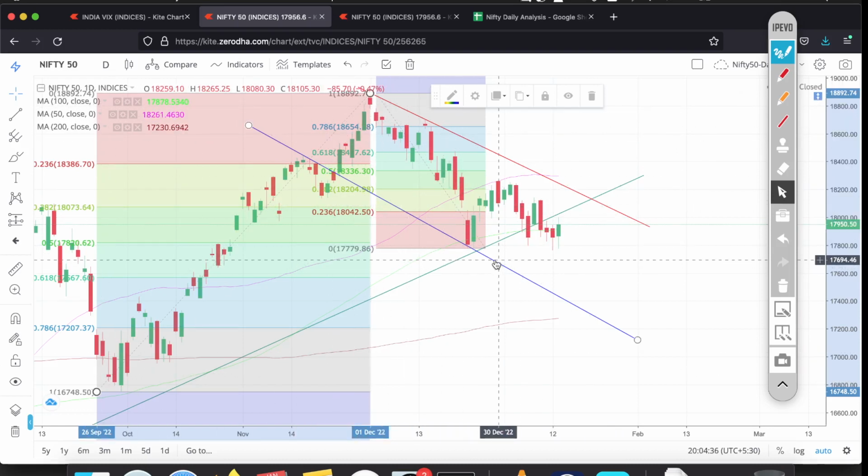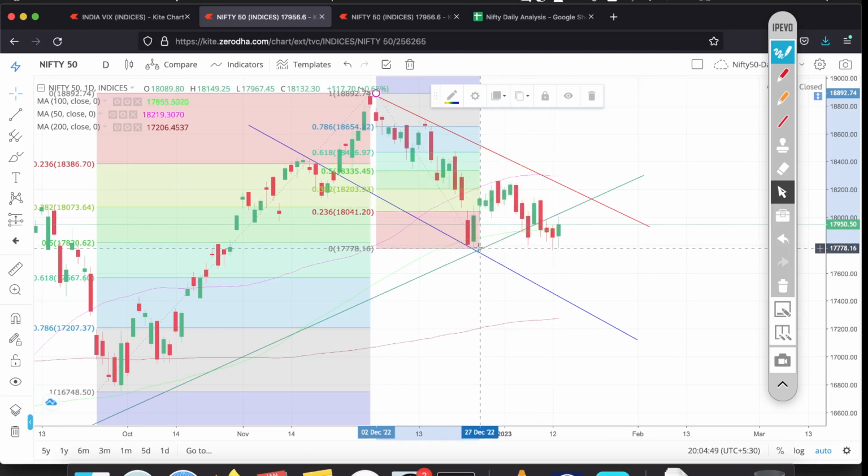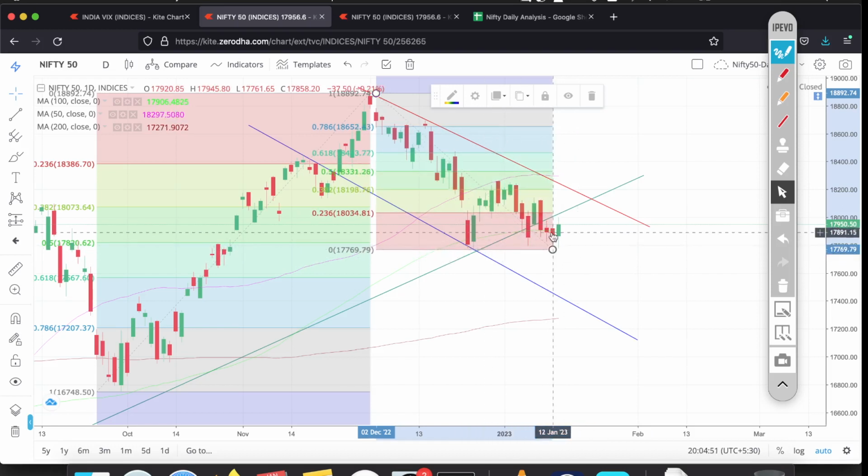Looking at the short term, we have to extend this to this particular level because this is a new low made yesterday. So this low was broken yesterday. So this is a new low, and price got pushed up. It's a rebound, and it's still less than the 23% retracement level.